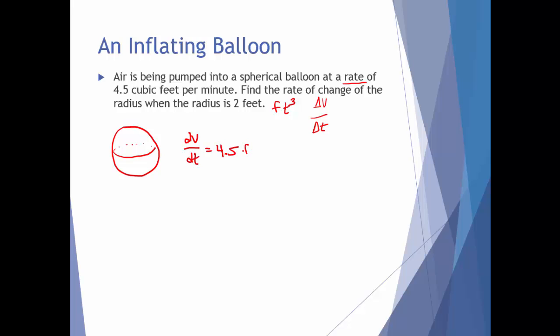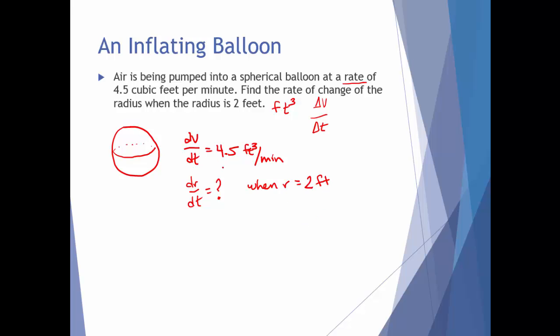4.5 cubic feet per minute. Okay, so that's dV/dt in this problem. That is how quickly our volume is changing per minute. What we're asked to find is the rate of change, so we are in fact looking for another derivative, of the radius when the radius is 2 feet. So we're looking at how quickly our radius is going to change. So that is dr/dt. That's our unknown. But specifically, we're going to look for dr/dt when that radius is 2 feet.